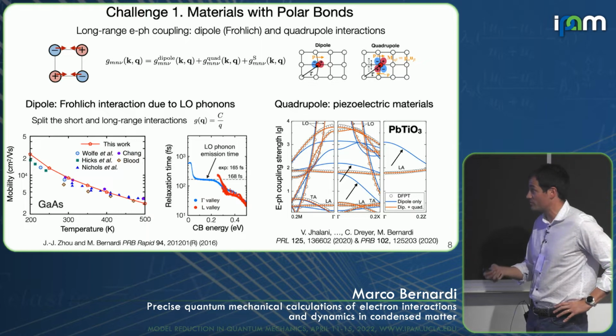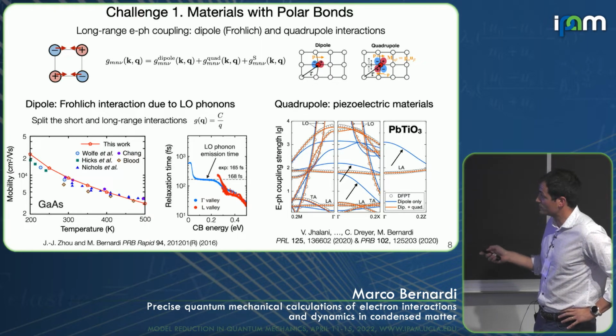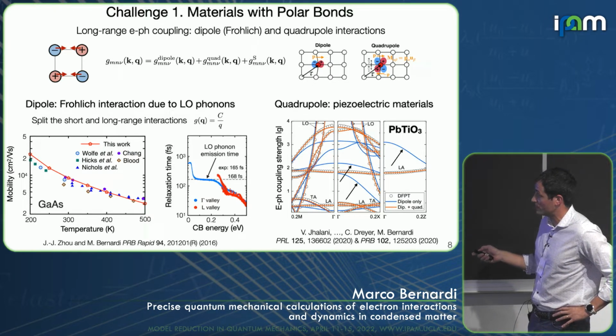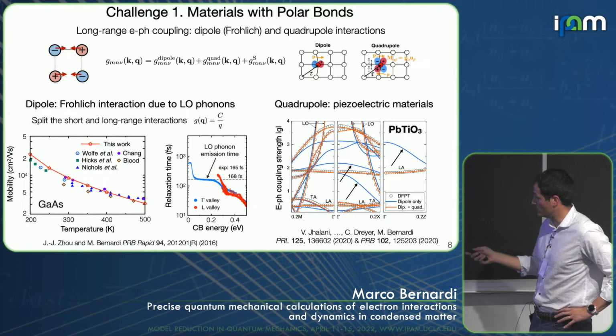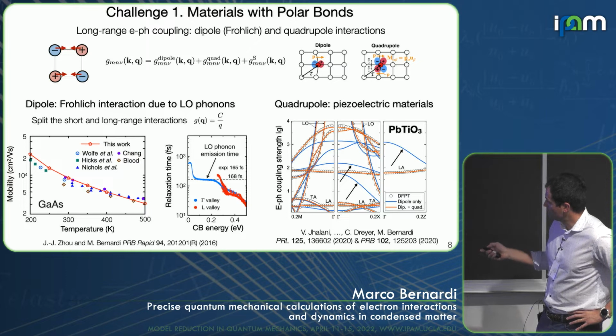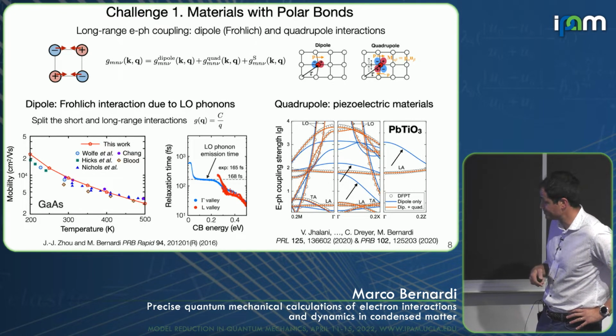ionic, non-centrosymmetric materials. Again, here the strategy is you first identify what the quadrupole term is, then you subtract it on the coarse grid, and then you add it back. And as we show here, for a typical piezoelectric material like lead titanate, if you don't include the quadrupole term, like is shown here with these blue lines, particularly for the acoustic phonons, you make very large errors.